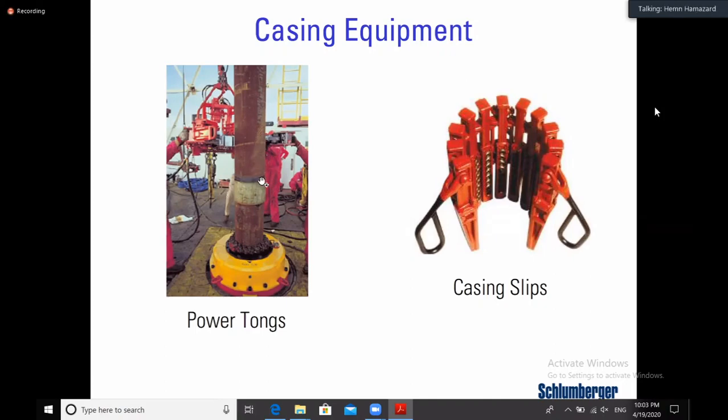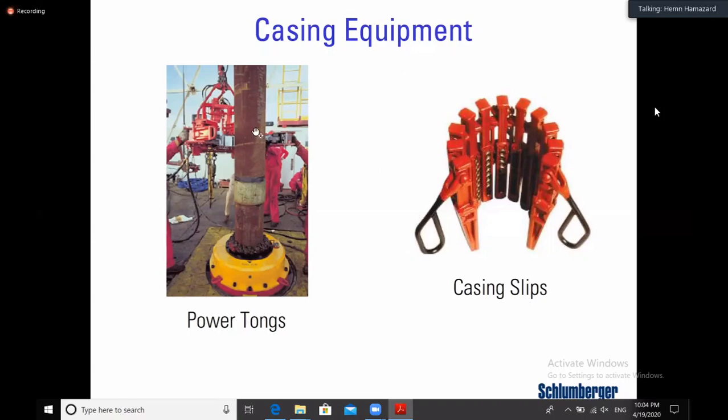If you make this connection, two joints together, in a wrong way, then you are done. It takes weeks to do the remedial action for this. So that's why it needs more care than normal running pipe and pulling out. The connection between two casing joints is done by what they call power tongs.